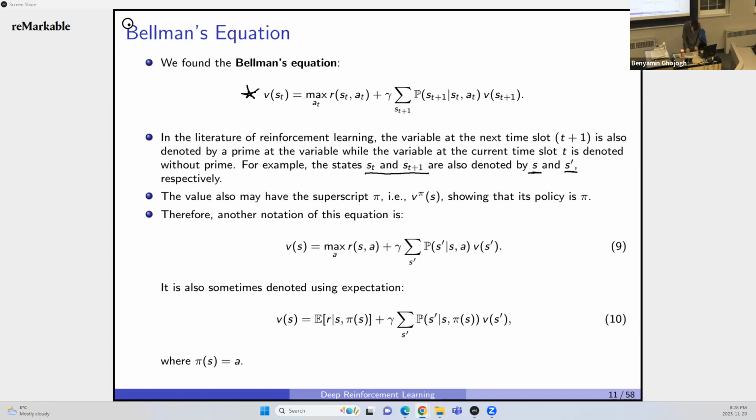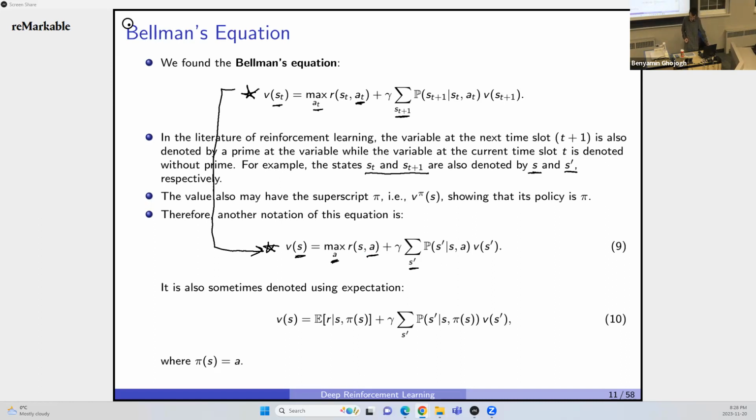As a result, you can see the Bellman equation in this way too. So rather than ST, I put S. Rather than AT, I put A. Here also A. Rather than ST plus 1, I put S prime. Okay. So far clear?